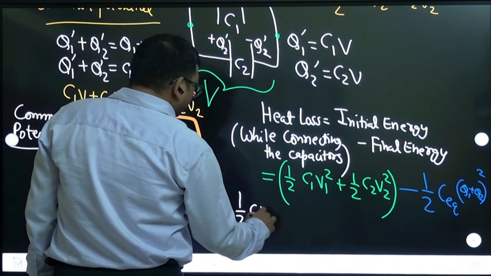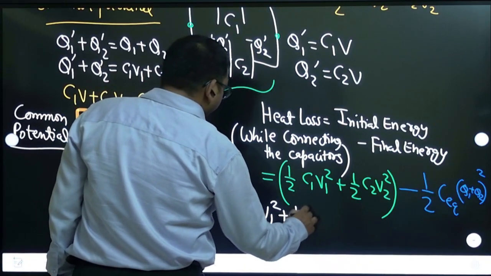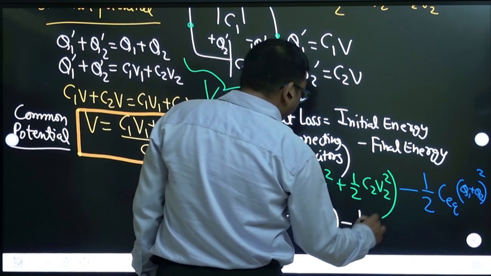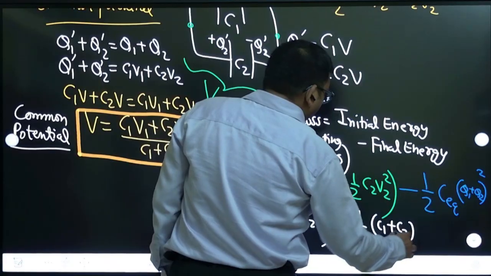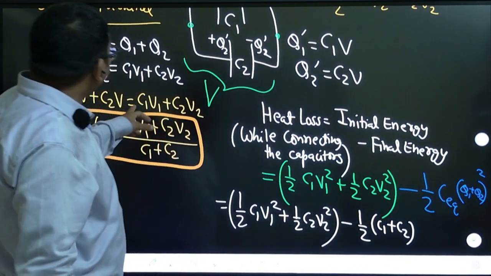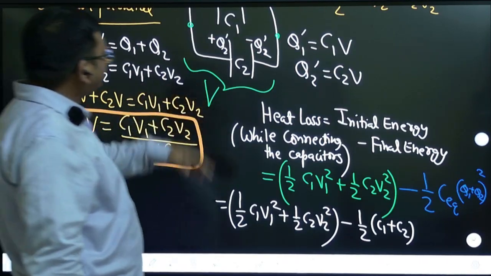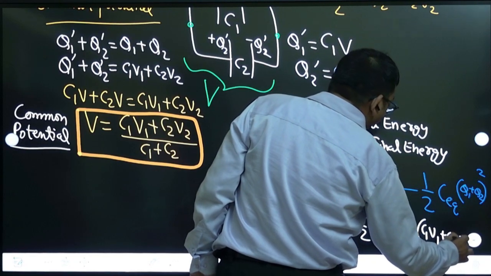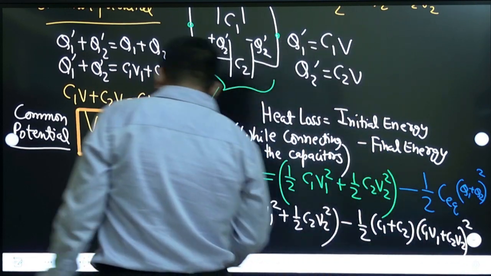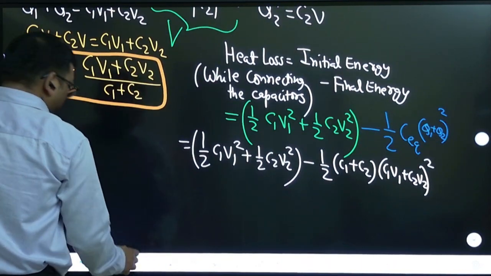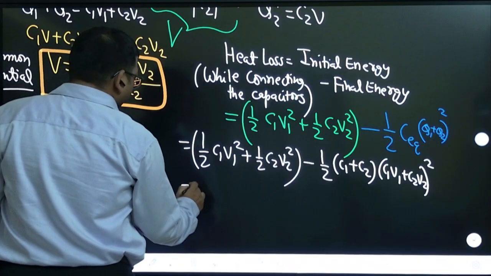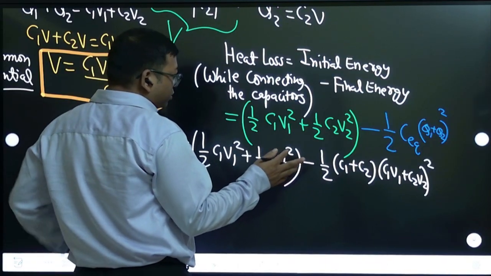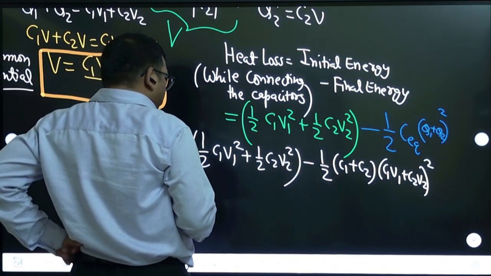So half C1 V1 square plus half C2 V2 square minus half C equivalent, which is C1 plus C2, and Q1 plus Q2, the total charge, we already know. Total charge is C1 V1 plus C2 V2. So this is C1 V1 plus C2 V2 the whole square. Now you simplify this and get a formula. Try to simplify this. You have to open that square, okay? Then only you can do it.